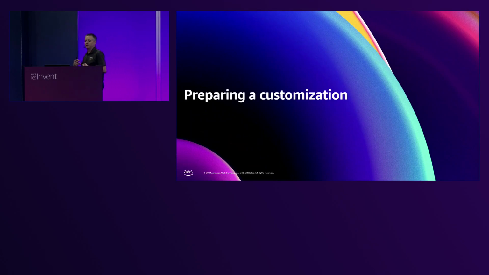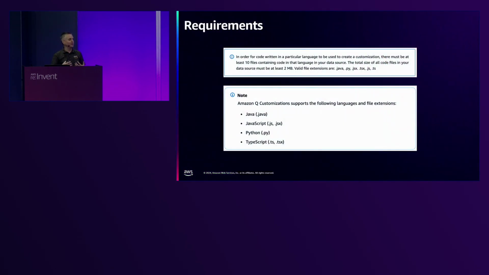And so the first step to doing that is preparing a customization. Right? It's really about getting your data ready so that you can teach Q about the different code examples that you're going to show it. So first I'll talk about preparation. And here, you can see this is right out of the documentation, but you need to have at least 10 files. That's pretty easy to hit. And you need to have at least 2 megabytes of data. And currently, customization supports Java, JavaScript, Python, and TypeScript. So you have to have 2 megabytes of those file types.